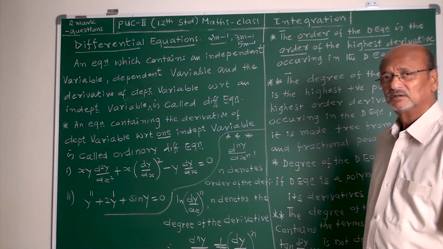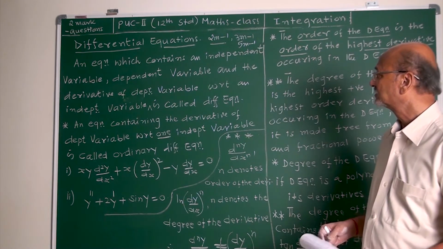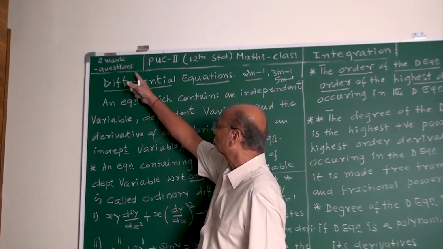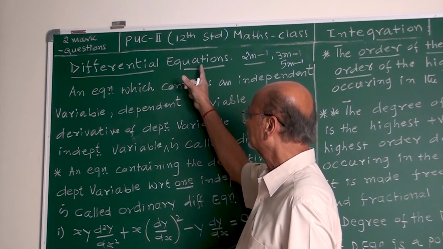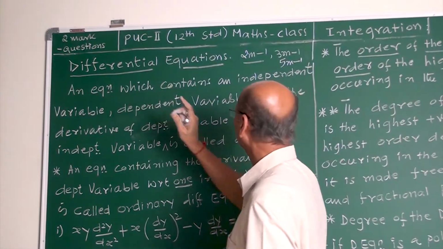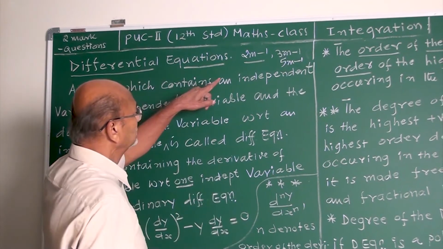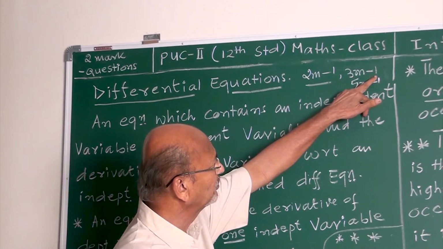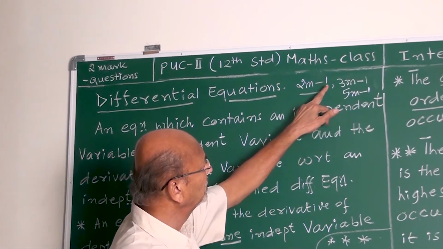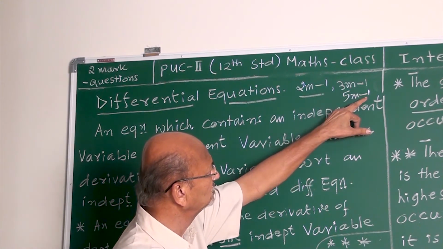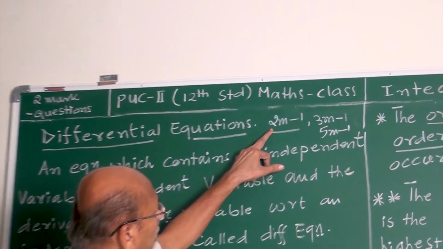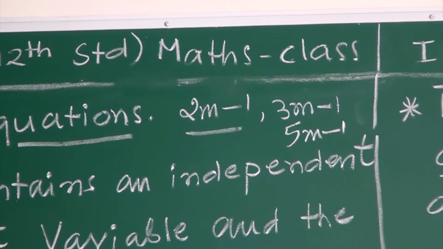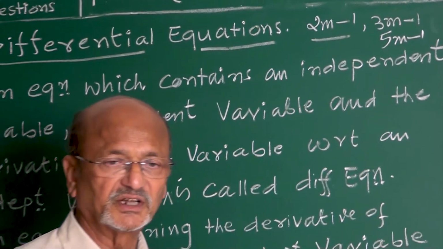My friends, as I said, I do only 2 mark questions on differential equations. Only 2 mark, not 3 mark and 5 mark. On differential equations, you have 2 mark 1 example, 3 mark 1 example, 5 mark 1 example. Totally 3 questions and 10 marks: 2 plus 3, 5 plus 5, 10. So in differential equations, you have 3 questions with 10 marks.